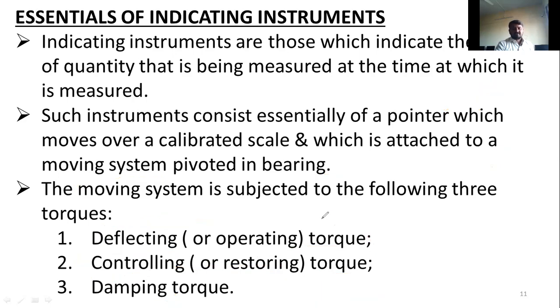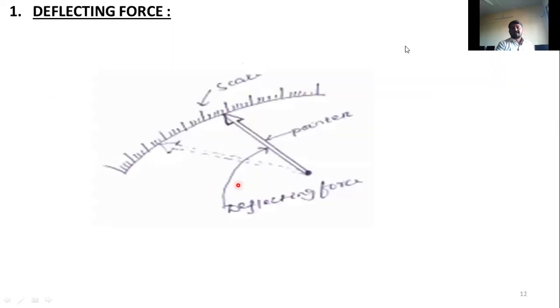Deflecting means it deflects only, yes or no? For operation, it has to go from zero and show some value here now. If we need 10 amperes, from 0 to 10 amperes it is going to operate, so for that reason we call it operating torque. From 10 back to 0 it is going to restore, so that is called restoring or reset or controlling torque. Third is damping torque. One by one we will discuss. Now I will start the first one, that is called deflecting torque.